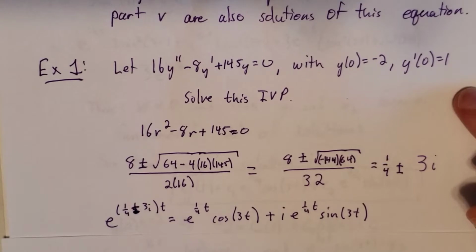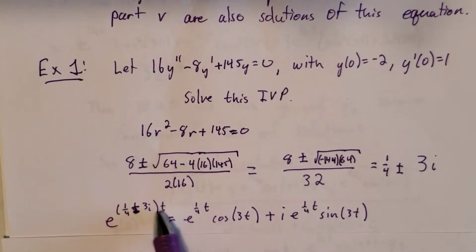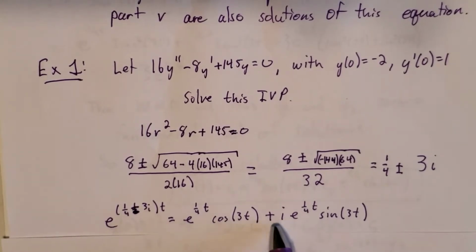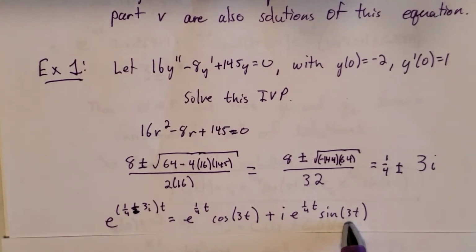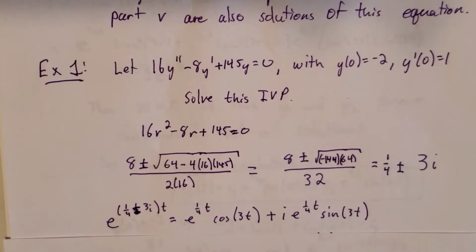So we go ahead and plug that in. We get e raised to the 1/4 plus 3it, we're just looking at one of our solutions here, is equal to e raised to the 1/4 t times cosine of 3t plus i e to the 1/4 t sine of 3t. And this came from that very last formula we wrote on the first page when we were talking about Euler's formula. So you can go back in the video and verify that or check that.